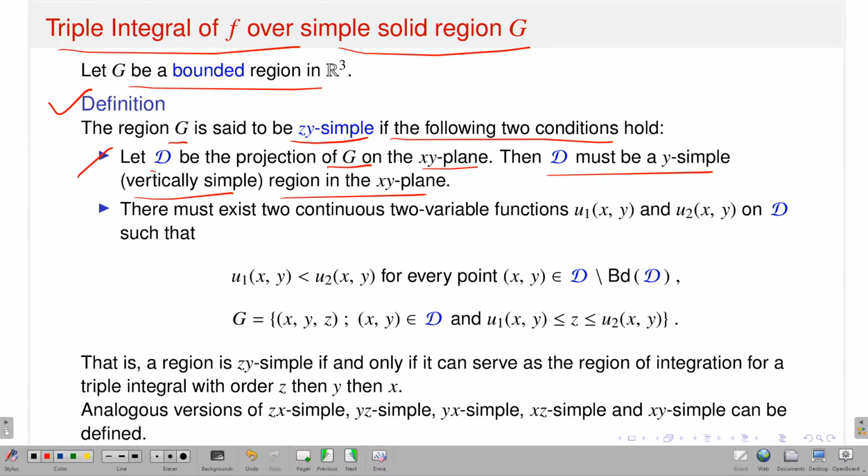I start with a domain G which is a subset of R3, and I say it is ZY simple. If I take the projection of my domain G in R3 onto the xy plane, I will have some domain in the xy plane, let it be D, and that D should be y simple, or vertically simple. I explained what a vertically simple domain is when I talked about the double integral.